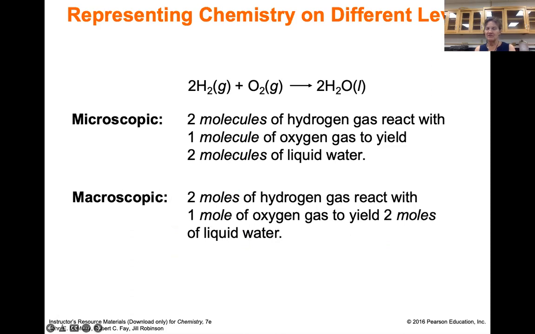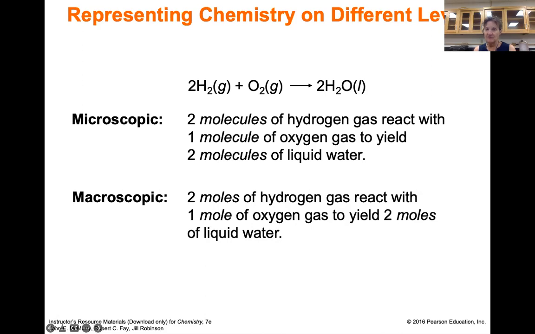So you can think about that on the molecular, which is the microscopic level, but you can't measure a molecule, so you're not going to go into the lab and measure out 2 molecules of hydrogen and 1 molecule of oxygen. Instead, you're going to go and measure some mass, and it'll be a larger quantity of molecules.